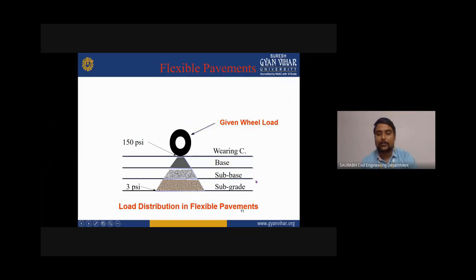As you can see, this is your diagram showing load distribution in the flexible pavement. Suppose this is your wheel load acting on your pavement, and if the wheel load is 150 psi, it will distribute the load in each layer. This is the working style of a pavement and how it distributes the load in each layer.